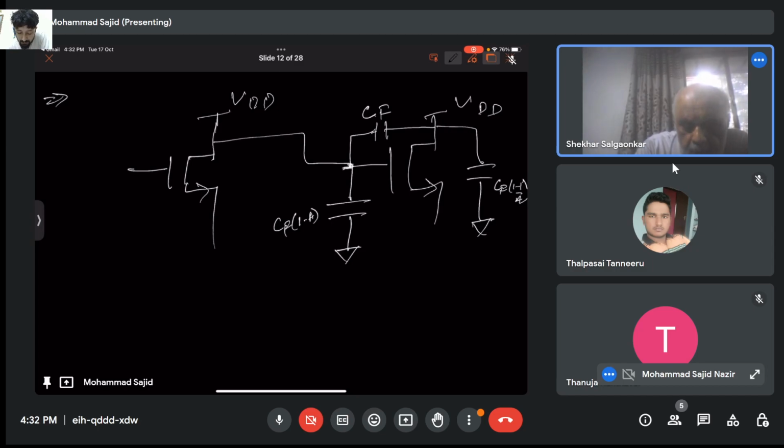You just have to use V output here, right? Yeah, V out of the first stage. Whatever is V output that gets applied here, that is the input voltage for this. That's right, sir.